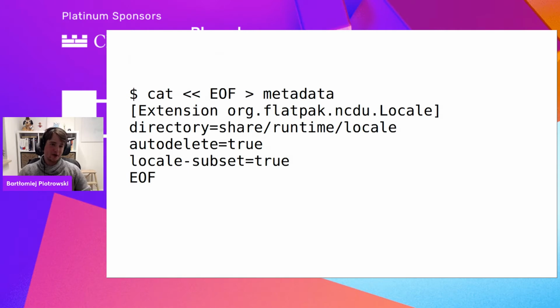So in order to make this work, we need to define an extension point in the main metadata file. We specify the name of the extension, the place where it will be mounted during Flatpak run. We also tell Flatpak to remove it when the main non-locale ID is removed by setting autodelete to true, and to apply the magic sauce for installing only required languages by setting locale-subset to true.